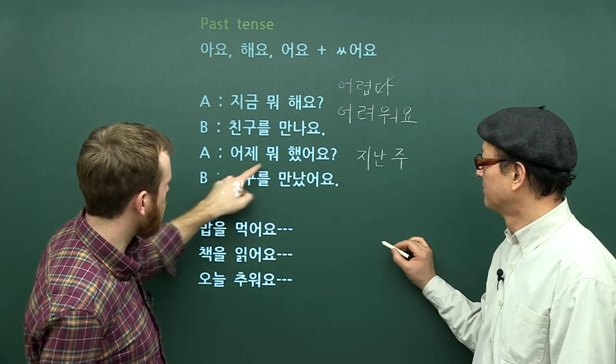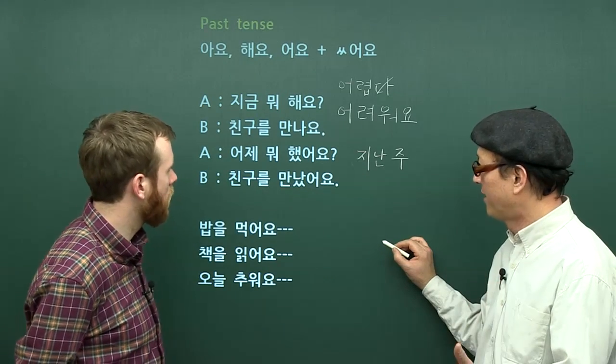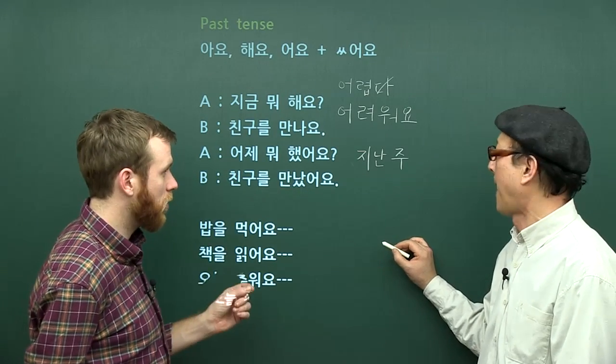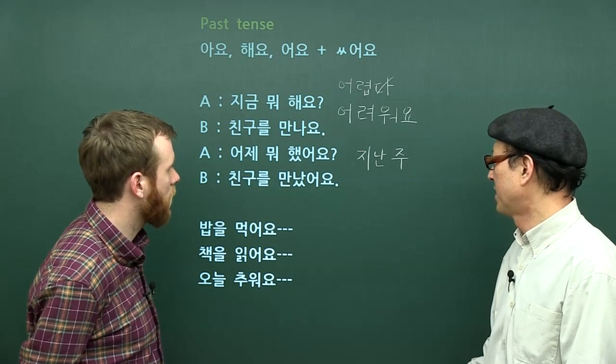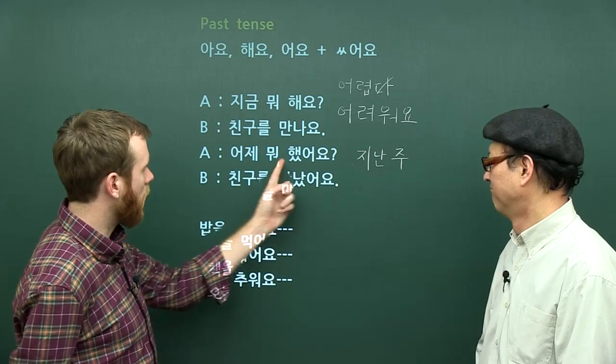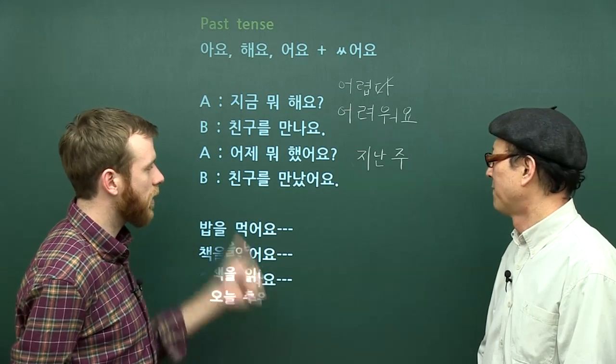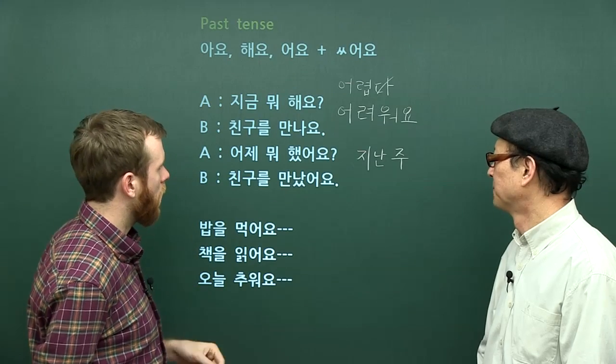So instead of saying 어제 뭐 했어요, I would say, 지난주에 뭐 했어요? Okay, so I need to use the time marker. 지난주에 뭐 했어요? I don't have to change anything for the past though. No. If it's yesterday, if it's last week, it stays the same.